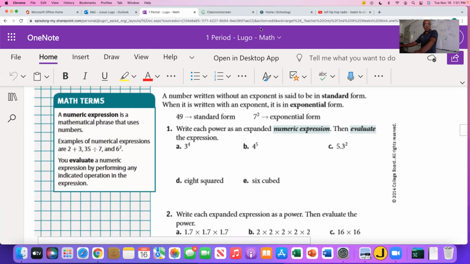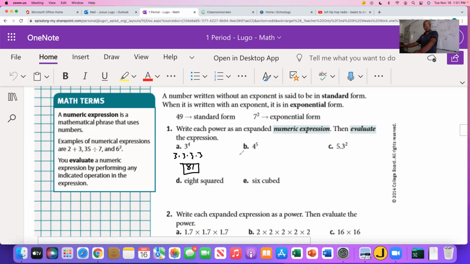Evaluate just means work it out. And so the first thing I'm going to do is write it in expanded form. So 3 to the 4th power is 3 times 3 times 3 times 3. And when I work it out, 3 times 3 is 9, times 3 is 27, times 3 is 81. And that's what you would type into Schoology.